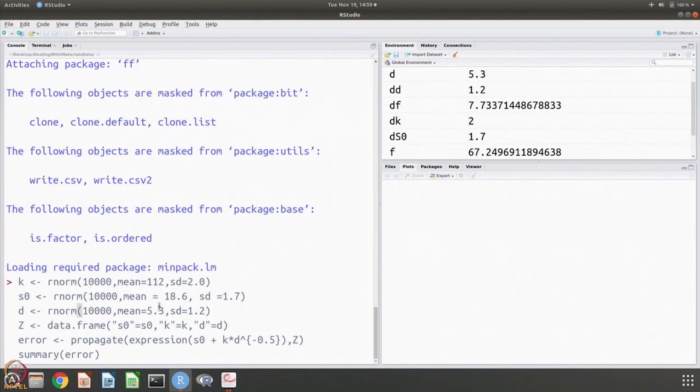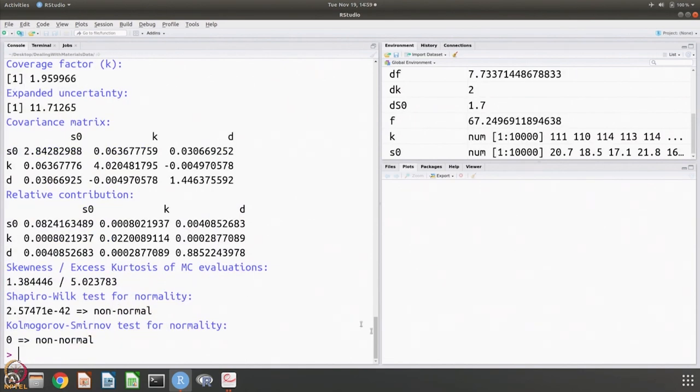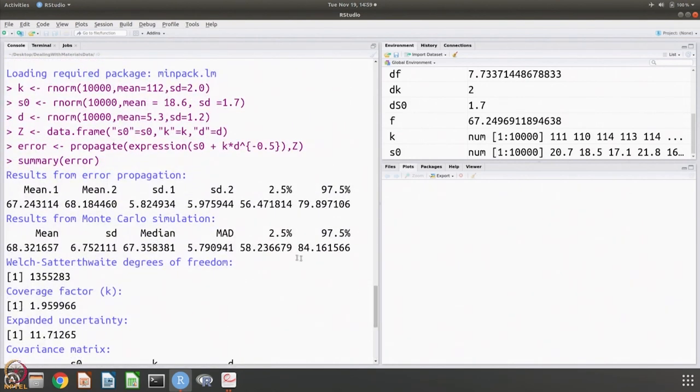So, we take all these random variates that we have generated for these quantities. And then we are going to use a Monte Carlo simulation using them, and this is the expression sigma naught plus k d to the power minus 0.5, and we are then going to find out how much is the error that you get in the resultant quantity because of these variations. So, there is lots of information that propagate gives. So, it gives you the means and the standard deviations, which is not very different from what we have found, and from Monte Carlo simulation it gives you the means and standard deviations.